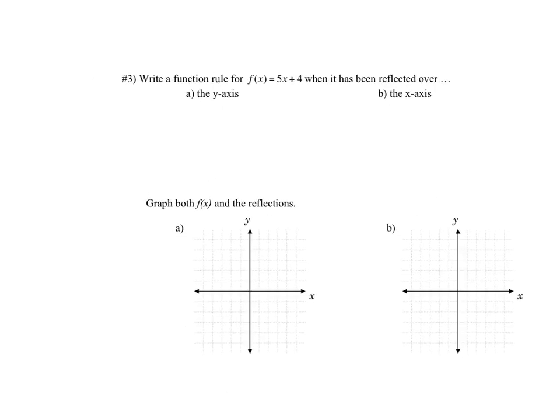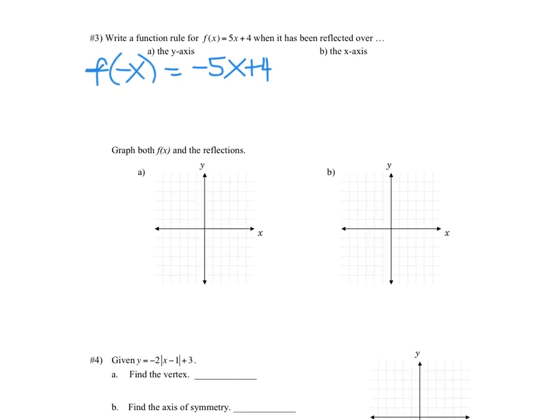All right, number 3. We're going to write a function rule when our function has been reflected over the y-axis and the x-axis. So let's recall what that means. When it has been reflected over the y-axis, that means that all of the x values have changed, okay? So we need to do f of negative x. If we do negative x, we get negative 5x plus 4. And that would be the equation, okay?